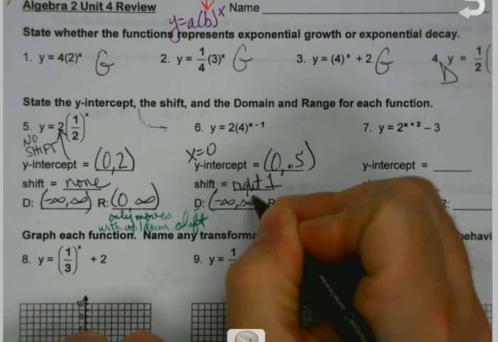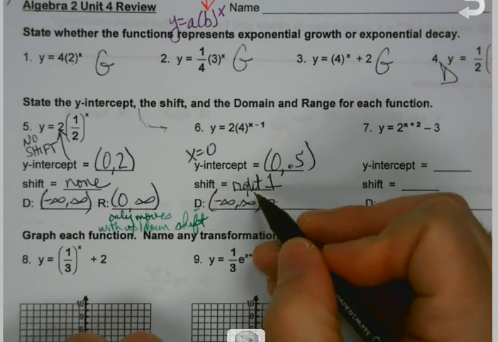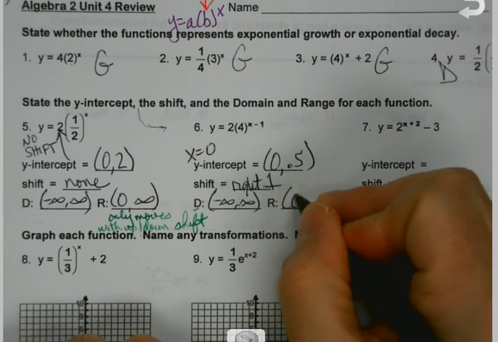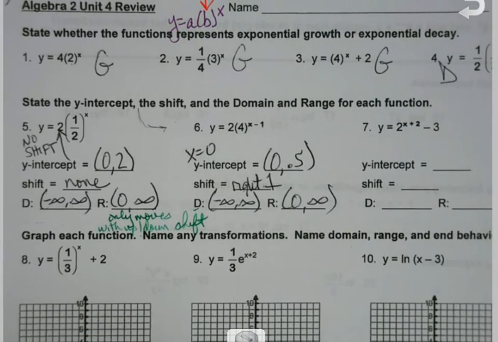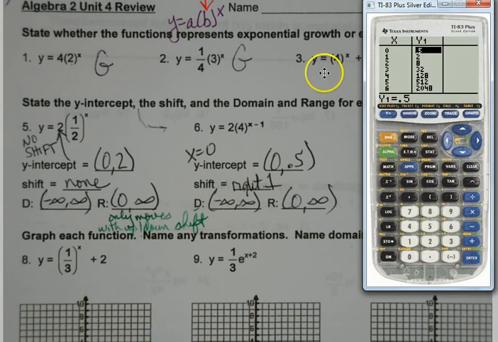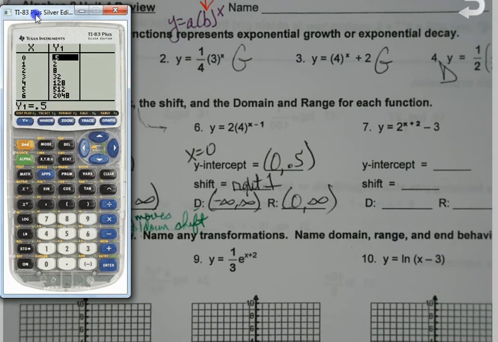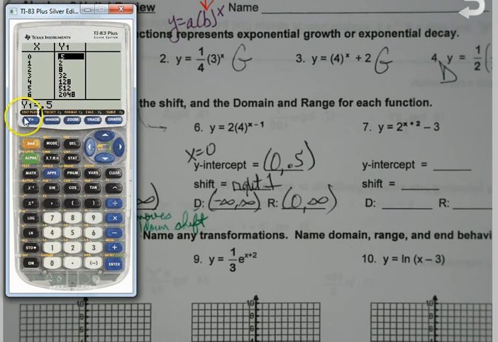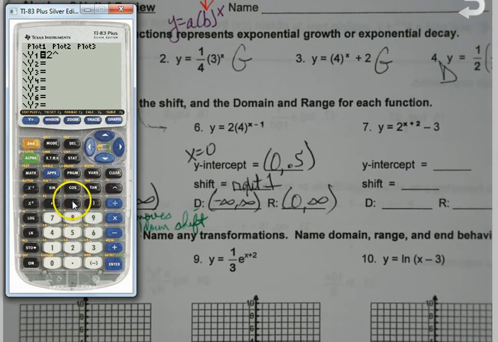My domain's the same. And my range, I didn't move up or down, so it's still 0 to infinity. And I even saw that from the picture if I needed it. Okay, so there are some things the calculator can help with, and some other things that I really don't need it. So as I keep looking at these, I'm seeing some patterns developing here and where I can find my info.